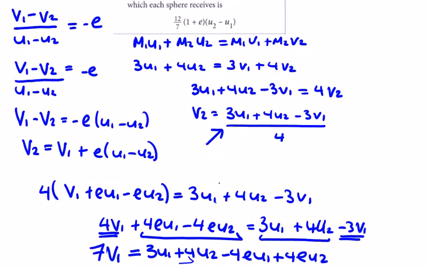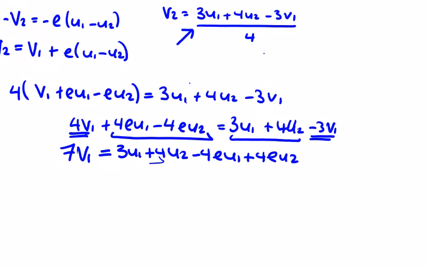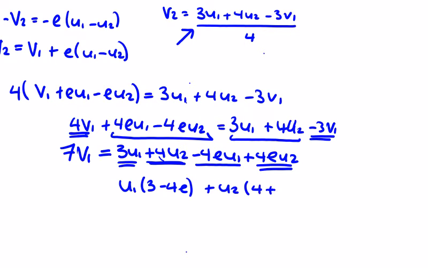So what have they done? They've obviously brought the u1s and u2s together, so let's do that. So we have 3u1 and 4eu1. So we bring u1 on the outside, and we're going to get 3 minus 4e on the inside. And with the 4u2, if we bring u2 out of that, we're going to get plus u2 times 4 plus 4e. That looks like what 7v1 is equal to.